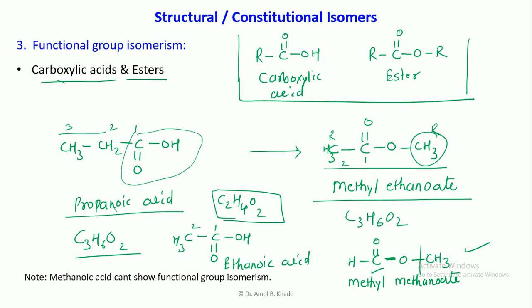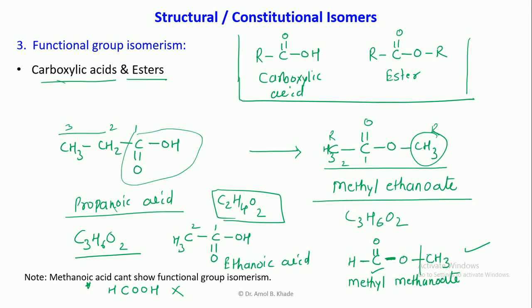Now methanoic acid cannot show the functional group isomerism. Methanoic acid will not show the functional group isomerism. You can see the structure of methanoic acid. It will be like this, HCOOH. In this case, how can you convert this methanoic acid into an ester? It is not possible. So this is an exception, and this can be asked in the examination. Which of the following is not showing functional group isomerism? So this is a carboxylic acid and ester.